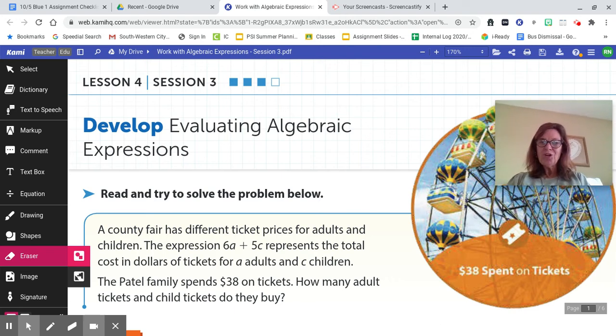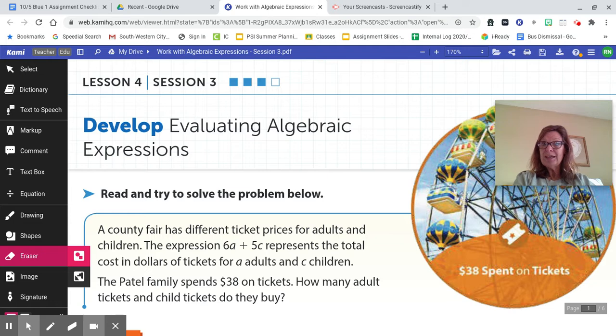I hope you're ready for our next lesson today with algebra. You need to make sure you have your book. Open your book up to page 75. Get your book, get a pencil. This is lesson 4, session 3.